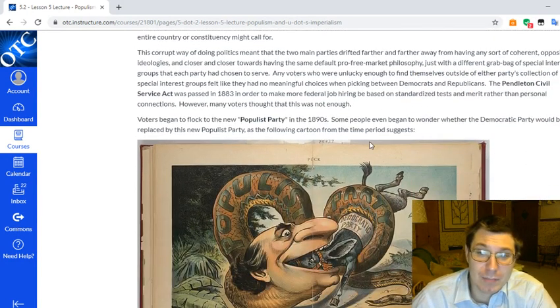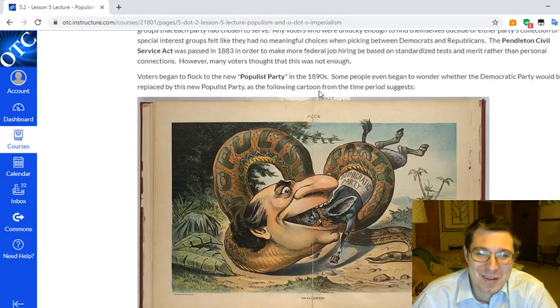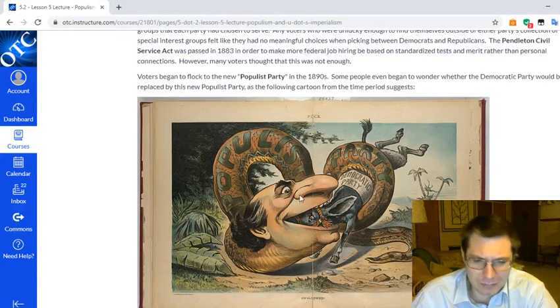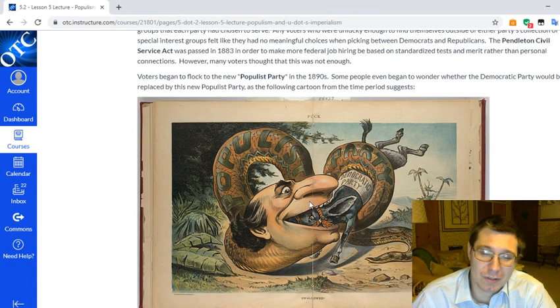Some people even began to wonder whether the Democratic Party would be replaced by this new Populist Party as the second major party, as this following cartoon from the time period suggests, where you have the Populist Party here as the snake. Looks like this is supposed to be William Jennings Bryan, is my guess, swallowing the Democratic Party. Because there was some overlap between the two platforms, as we'll see. And the natural alternative choice for a lot of people in the Democratic Party at the time would have been the Populist Party.